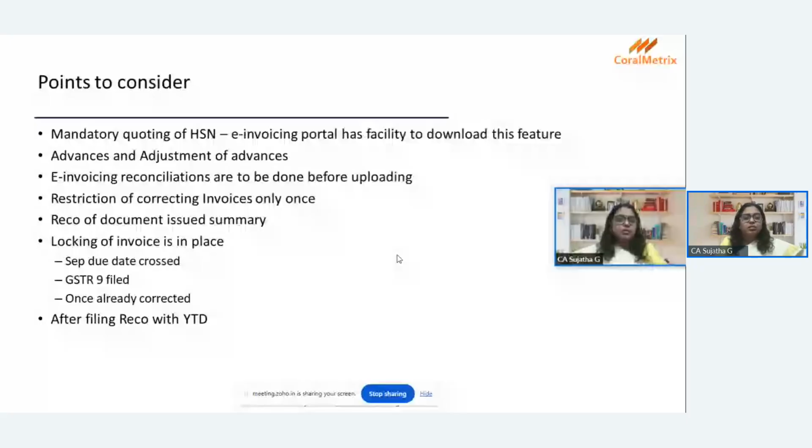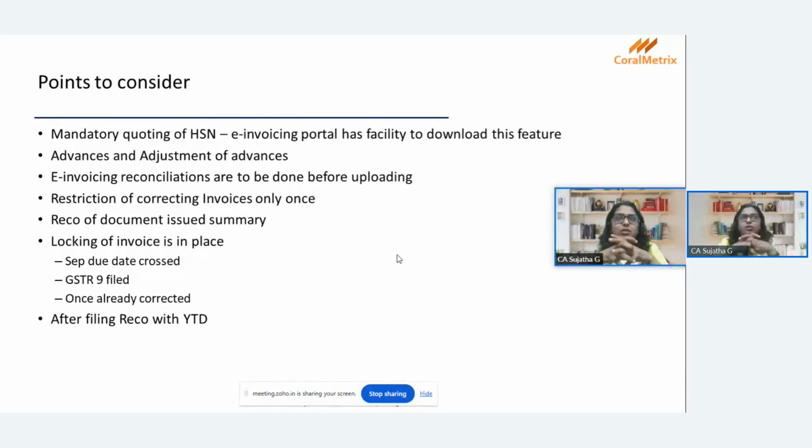So what are the things where locking of invoice is in place? If you look at it, where you have crossed the September due date, you cannot do it. The due date, November, is completed, but still there are certain invoices which you have not entered and are still entering. In such cases also, there is no way you can avail the input tax credit. And there are certain circumstances where GSTR9 is already filed, but still there is certain input tax credit appearing. There is no option for you to avail that input tax credit.